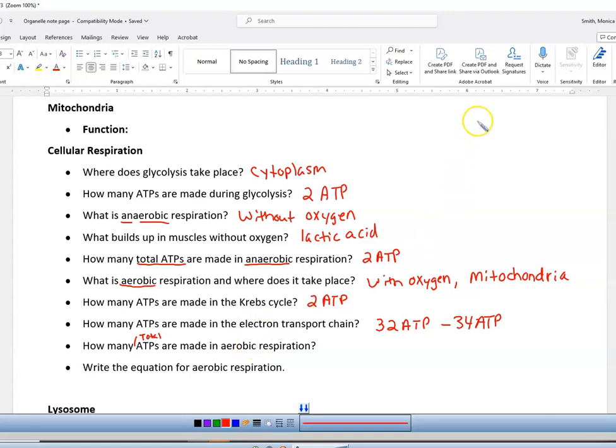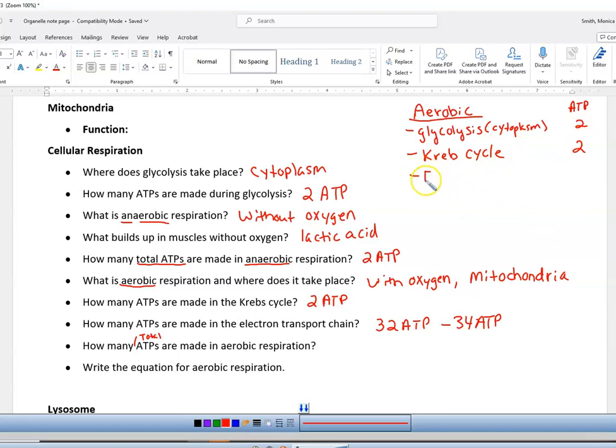So if you think about it, if we're doing aerobic respiration, where are we going to get ATP? First is glycolysis. Both of them have glycolysis. Where does glycolysis take place? Cytoplasm. So how many are we getting there? We're getting 2 ATPs. All right. The next is called the Krebs cycle, and you get 2 ATPs there.